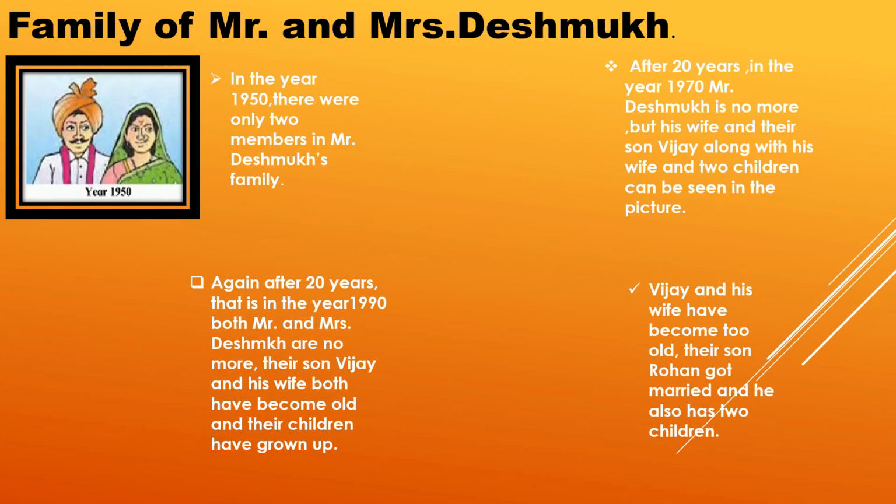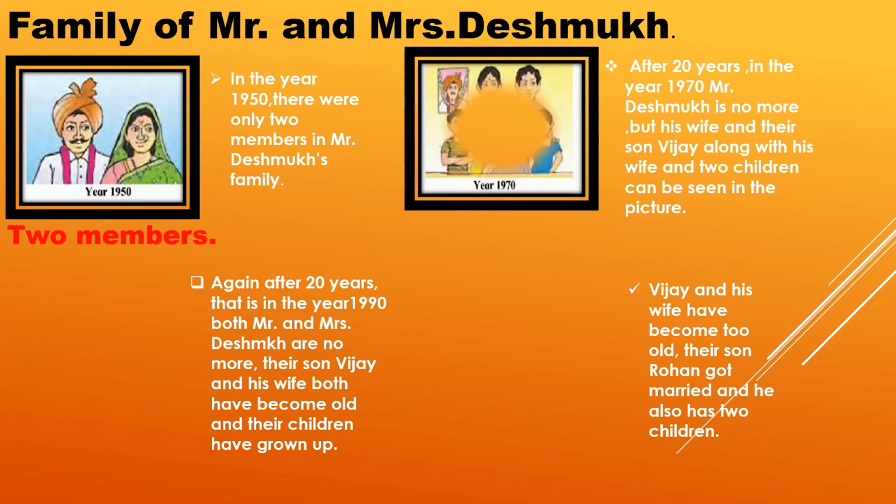In the year 1950, there were two members in the Deshmukh family. After 20 years, in 1970, Mr. Deshmukh was no more, means he was dead. But his wife and son Vijay, along with his wife and two children, can be seen in the picture. So now there are 5 members in the family.